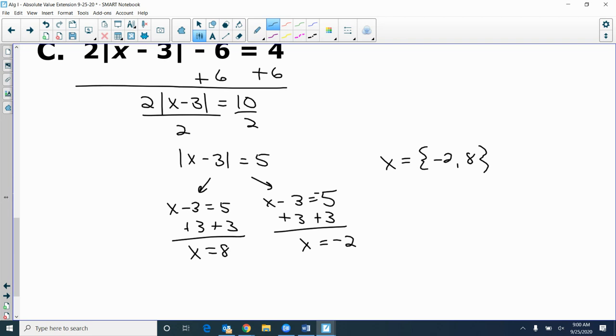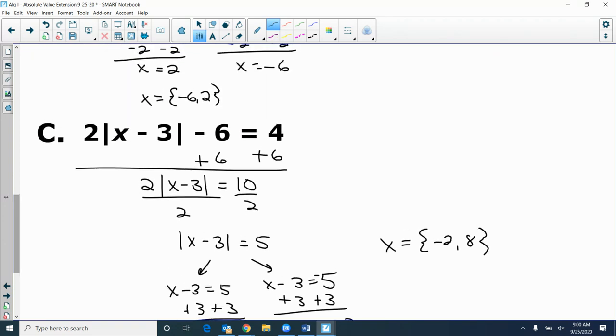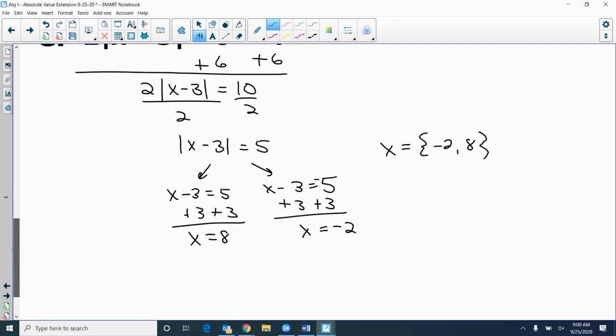So those are my 2 answers, okay? And I can go back up and I can plug those in. What is 8 minus 3? 5. What's the absolute value of 5? 2 times 5 is 10, and 10 minus 6 is 4.